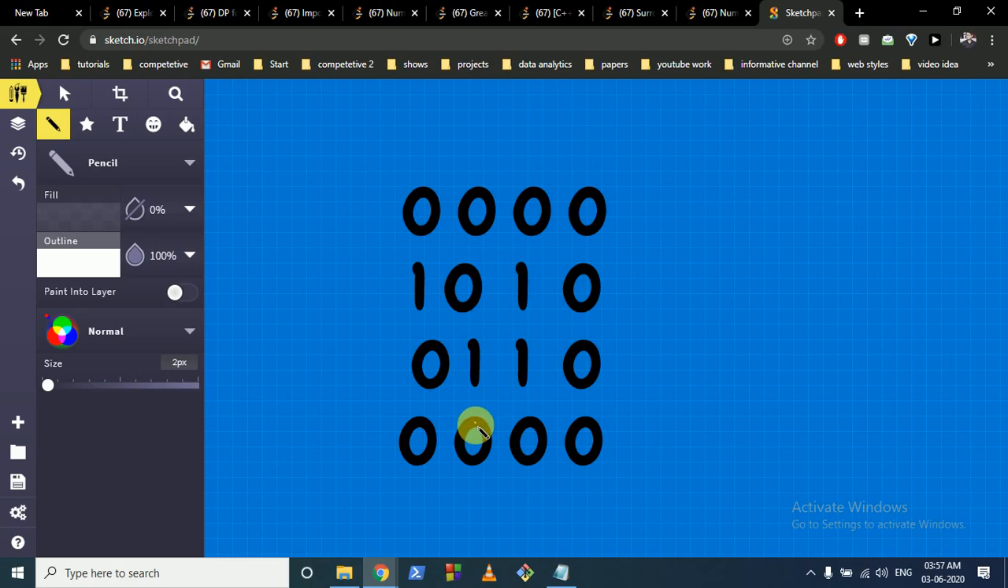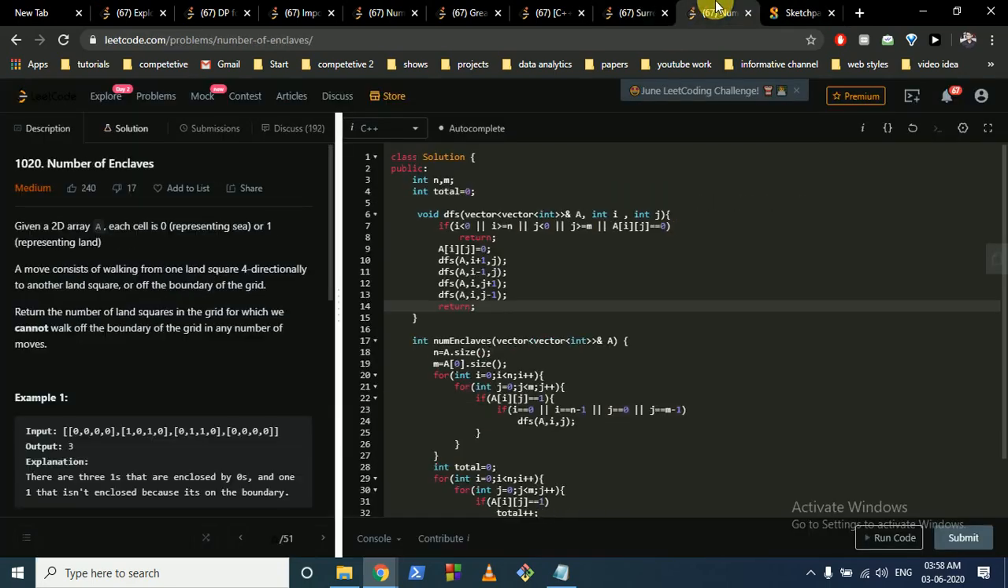I hope you understand. But let's assume there is a 1 here also. Now you can move out of this grid. So you want to count how many land squares there are such that you cannot move out of this grid if you are standing on that square. So this is the question.